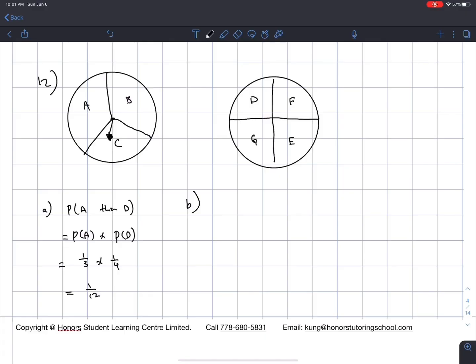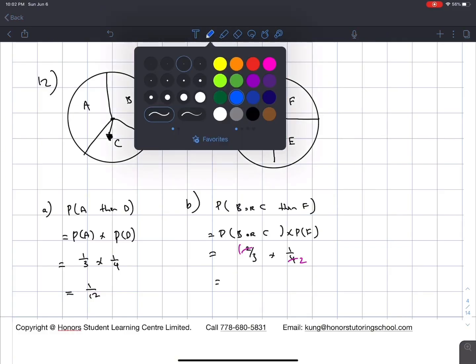B. Probability of B or C, then F. This is the probability of B or C times the probability of F. B or C on the first spinner, on the left hand side, is 2/3, and F is just 1 over 4. We can simplify, divide by 2 to get 1, divide by 2 to get 6, so the final answer is 1 over 6.